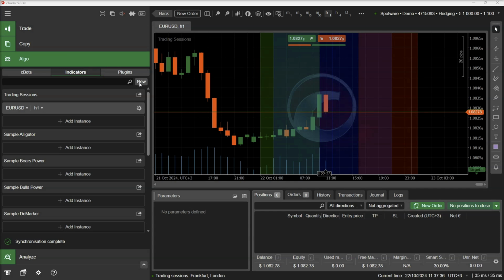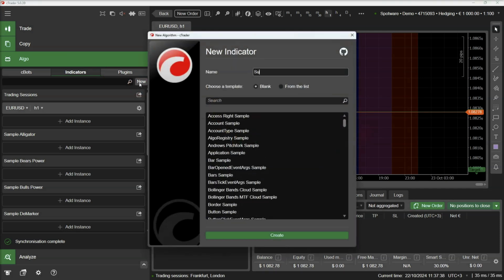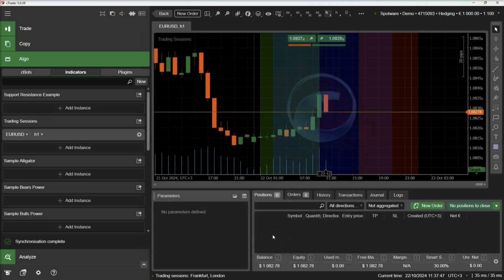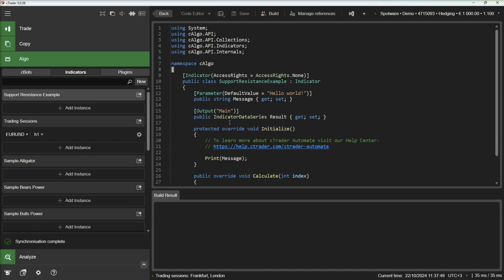Go back to the Algo section and create an indicator that will plot the support and resistance zones on the chart. We will create a new indicator and name it Support Resistance Example. Again, we will start by declaring it as an overlay indicator.